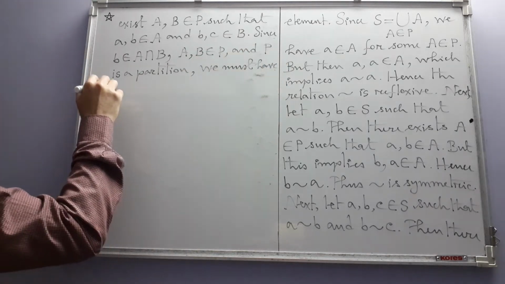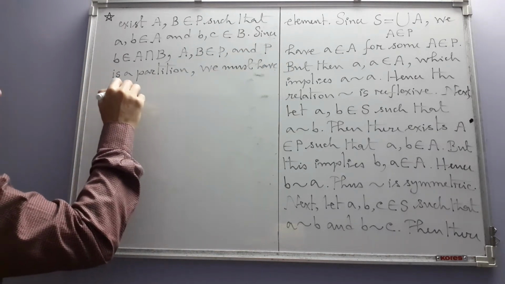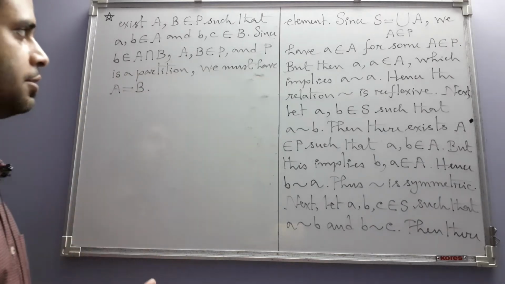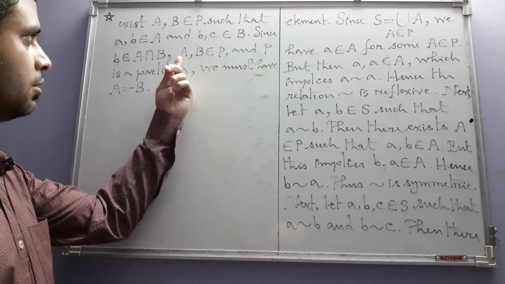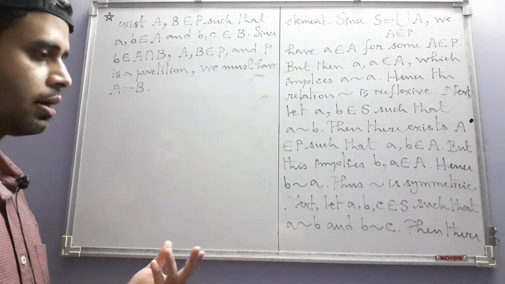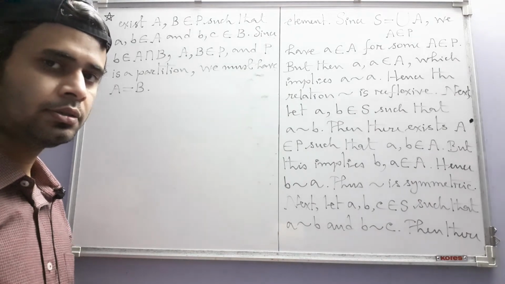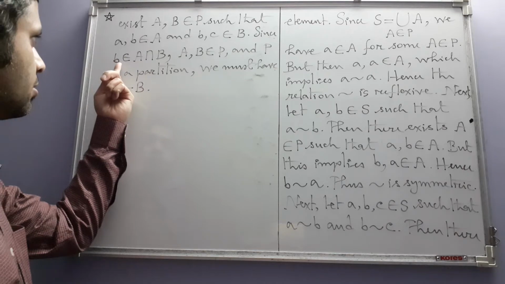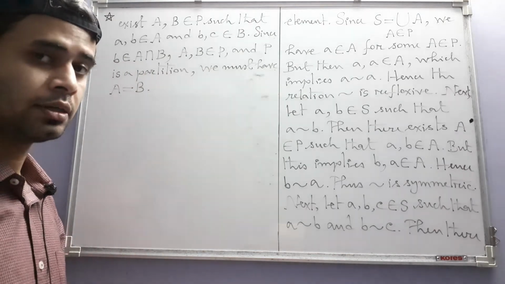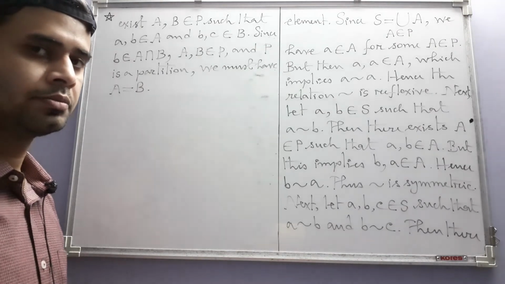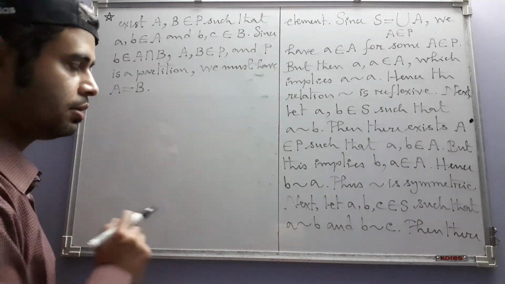We must have A equal to B. That is because the sets being elements in a partition are either distinct or disjoint. Now they are not disjoint because small b is there in both of them. So that means they cannot be distinct. So they have to be equal.